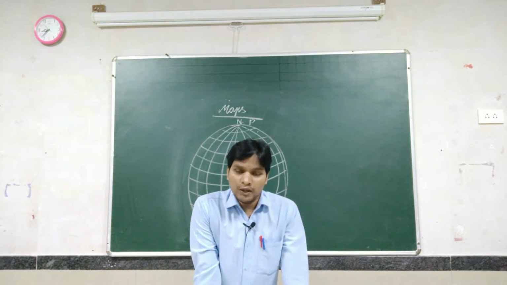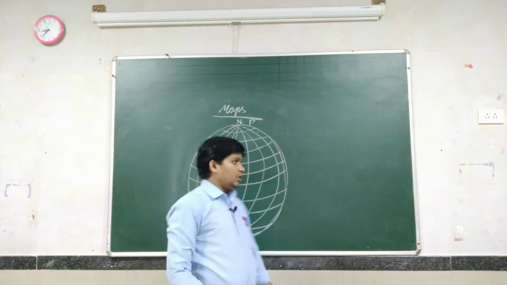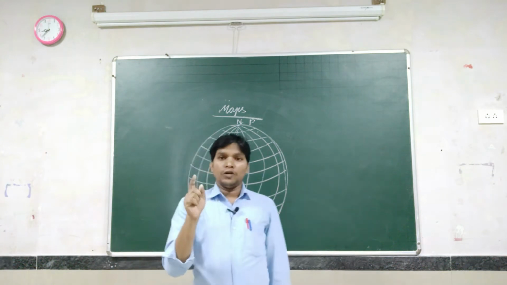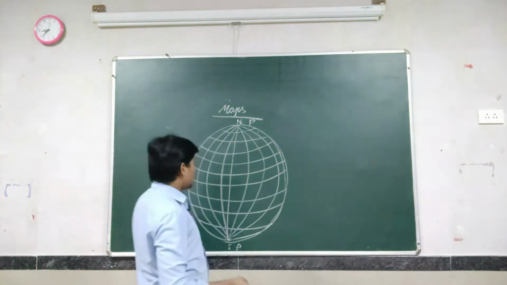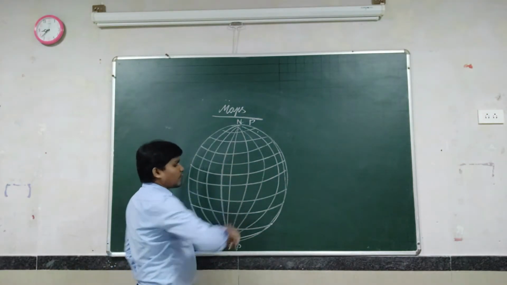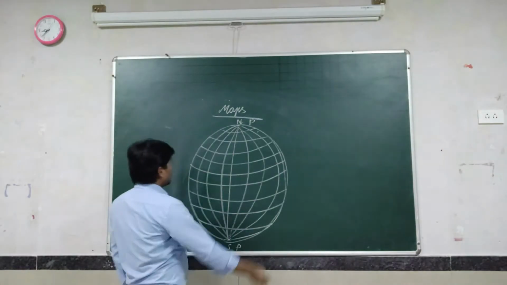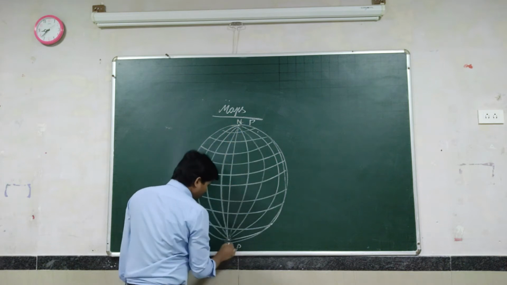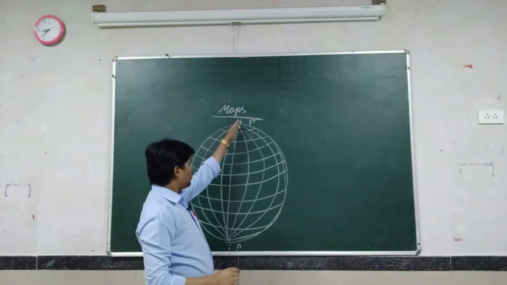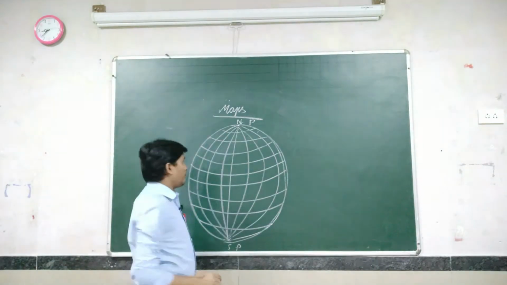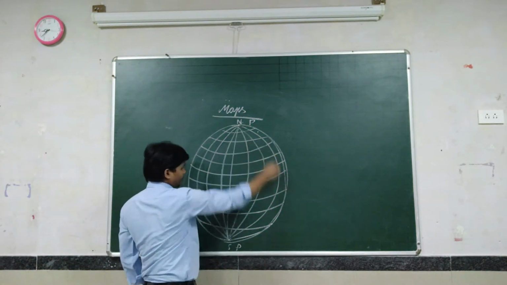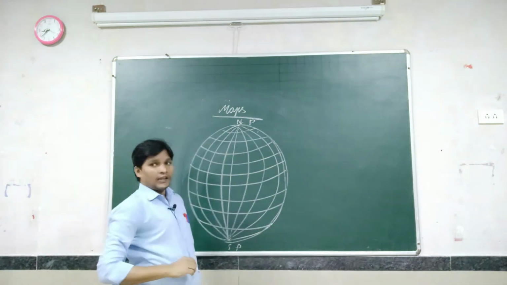So, dear students, today we are going to discuss the globe, the map points of the globe. Let us see first. Two types of lines will be here, and first we will discuss poles. The north side is known as the North Pole, and the south side is known as the South Pole. Both of the poles are connected by a number of lines.